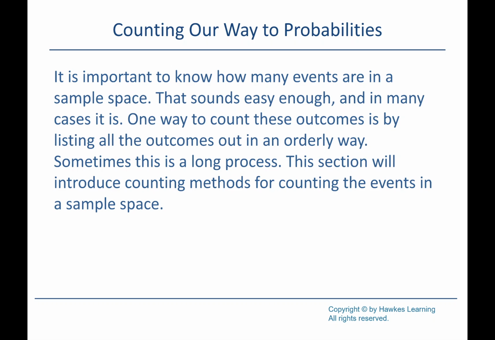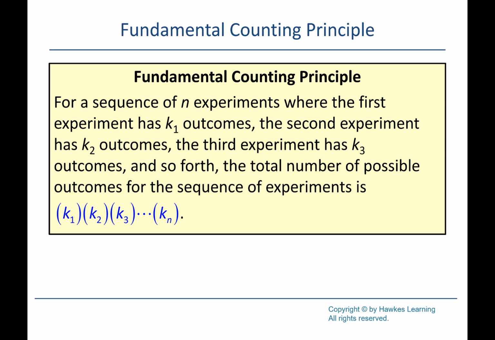All right, so here's our first method, and it's a big one. It's important. It's got the name fundamental on there. Anytime you see something called the fundamental, it's important. It's called the fundamental counting principle. It says we have a sequence of n experiments, where the first experiment has K1 outcomes, the second experiment has K2 outcomes, the third experiment, and so on. Then the number of possible outcomes is just K1 times K2 times K3 till we get to the end. That's all that's saying.